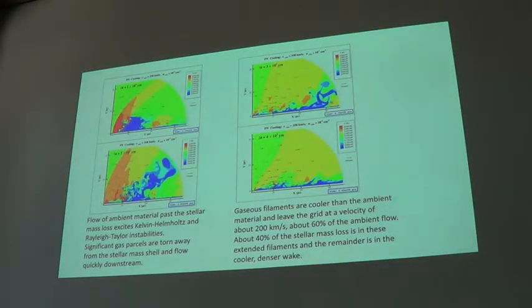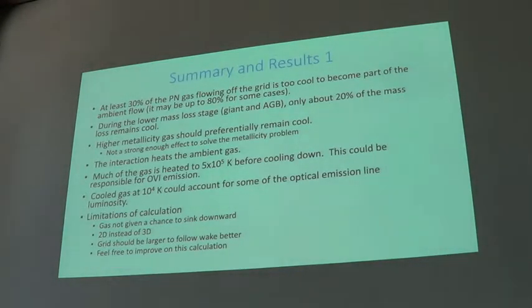And that, when you then add up the amount of gas that flows off the grid that's still cool, has cooled down, it's about 30% of the ejecta, maybe a little more, maybe a little less.